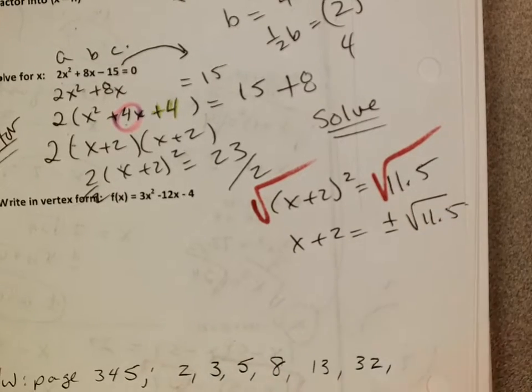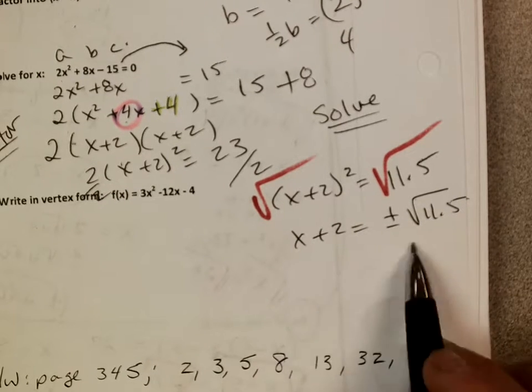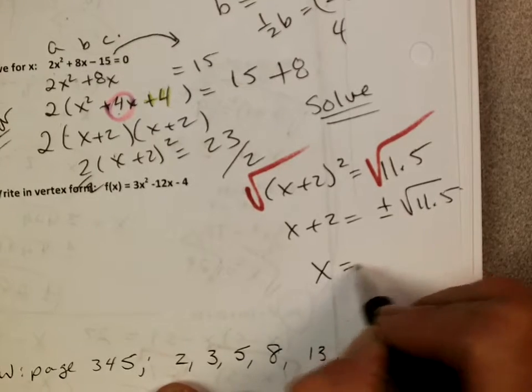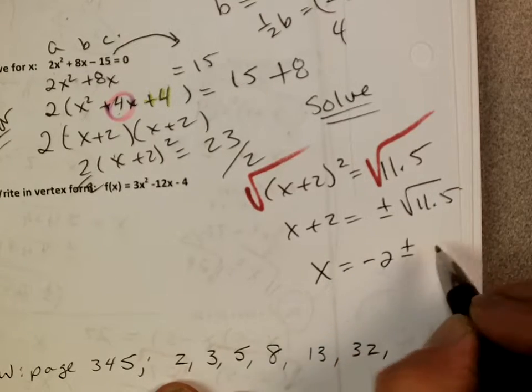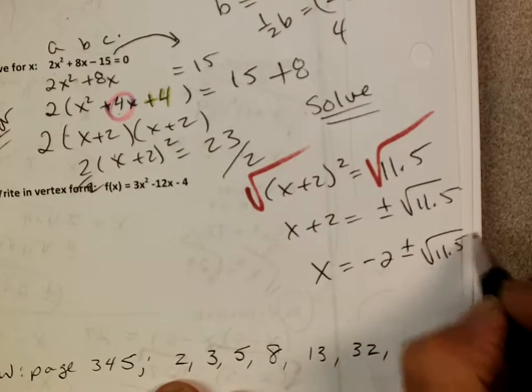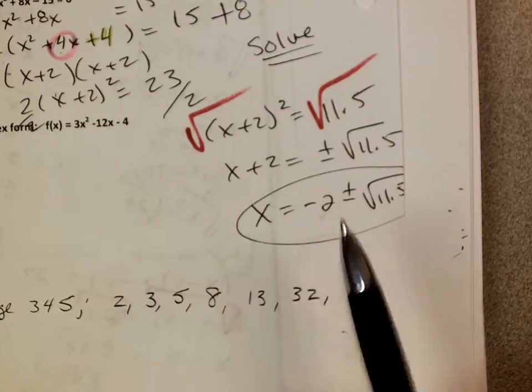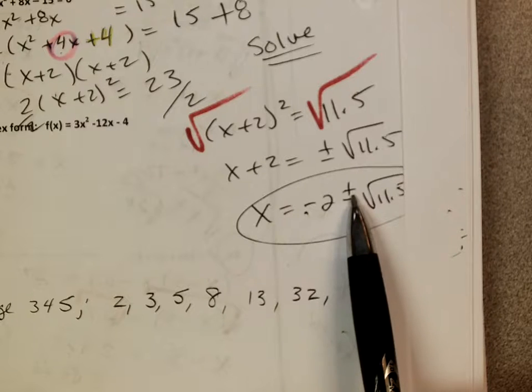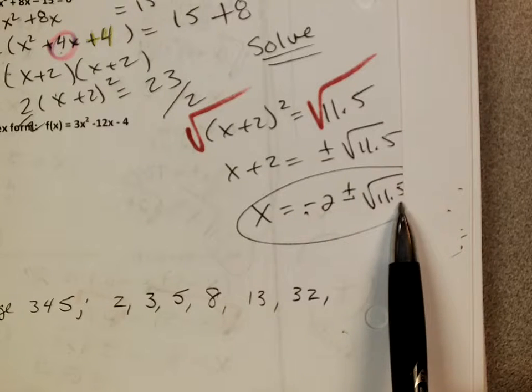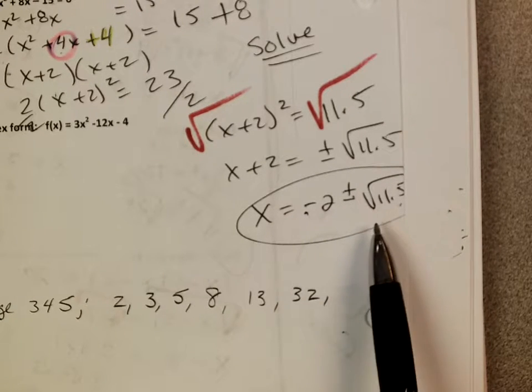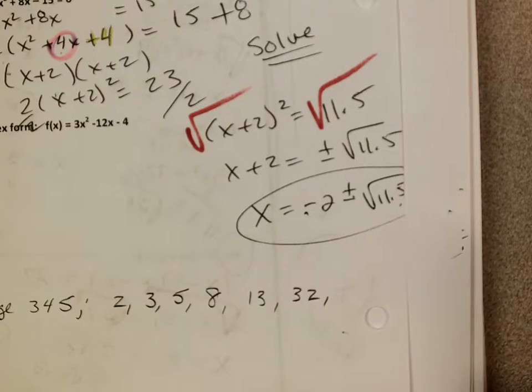11.5, which we'll leave that. We're not going to get the ugly decimal. We're just going to leave plus or minus the square root of 11.5, which is probably 3 point something. Subtract 2, subtract 2. X is equal to negative 2 plus or minus the square root of 11.5. There are two answers there. It's negative 2 plus the square root of 11.5 and negative 2 subtract the square root of 11.5. Okay, those are my two answers.